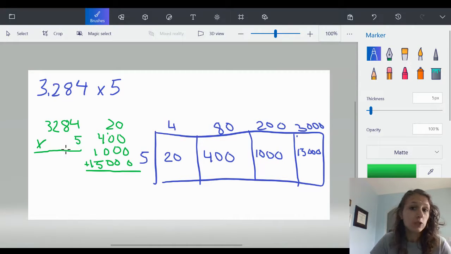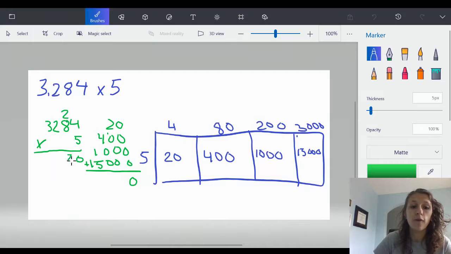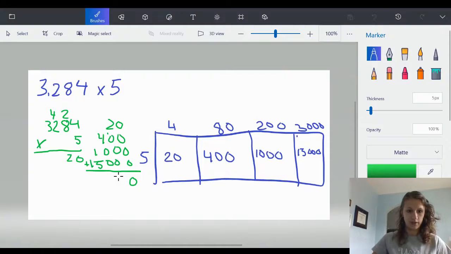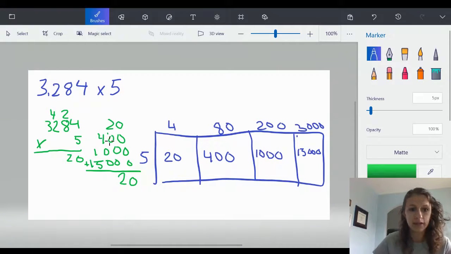4 times 5 is 20. I'm going to bundle those 20 ones into 0 ones and 2 tens. That's the same here. I have 0 plus 0 plus 0 plus 0, and my 2 is carried over here. 8 times 5 gives me 40 tens, plus those 2 tens from before to give me a total of 42 tens. I'm going to bundle those 40 tens into 400, just like what we did here.